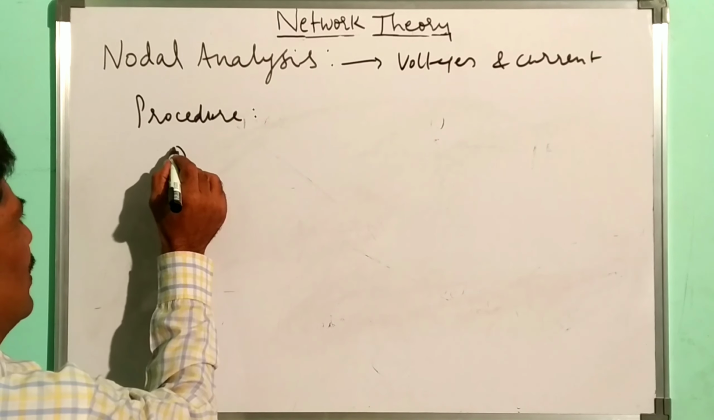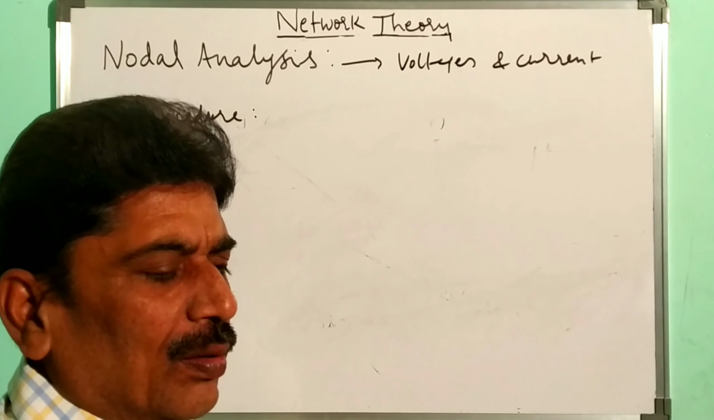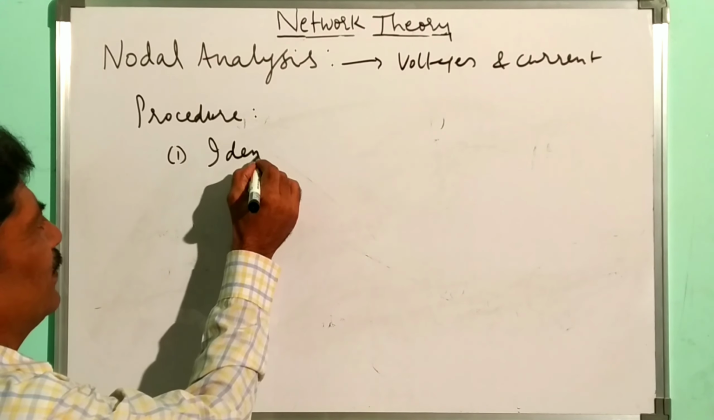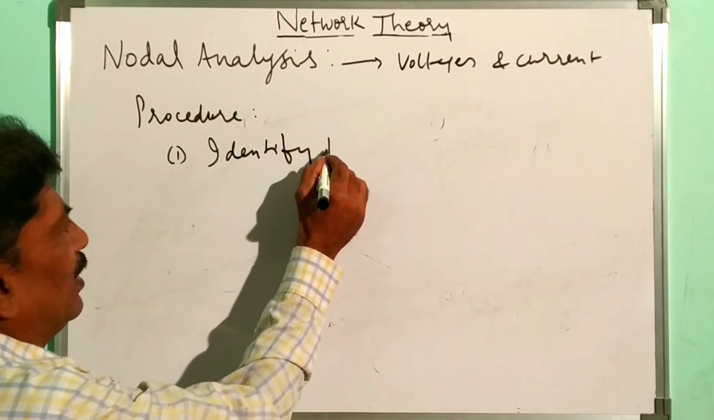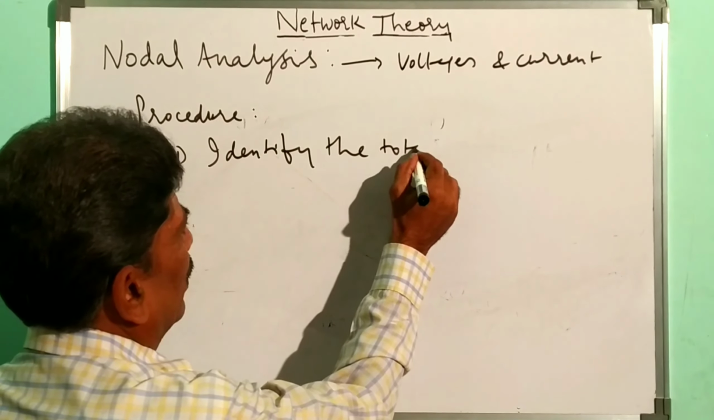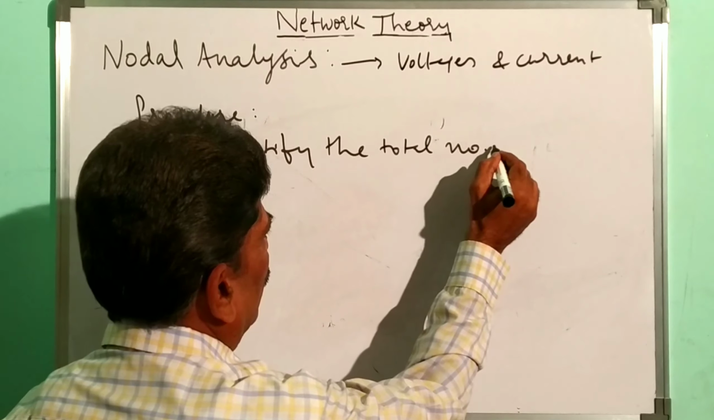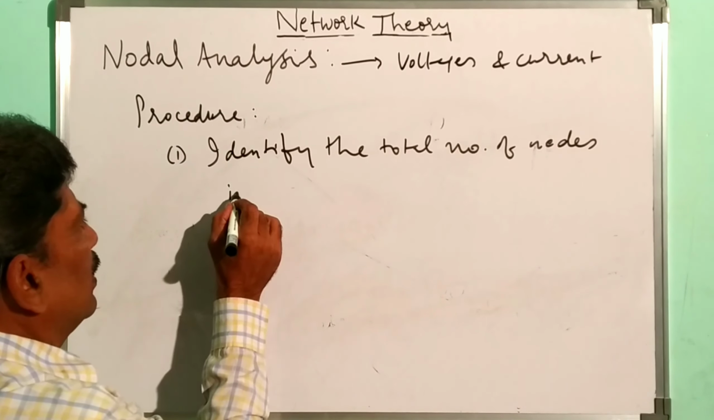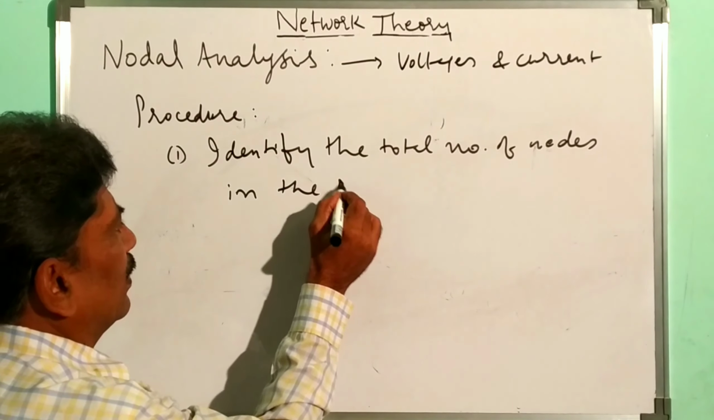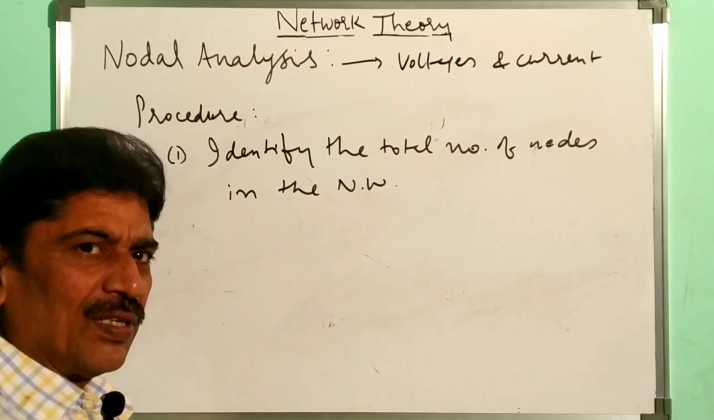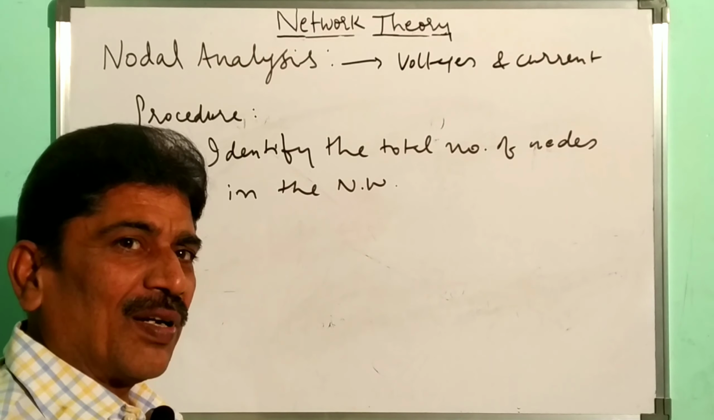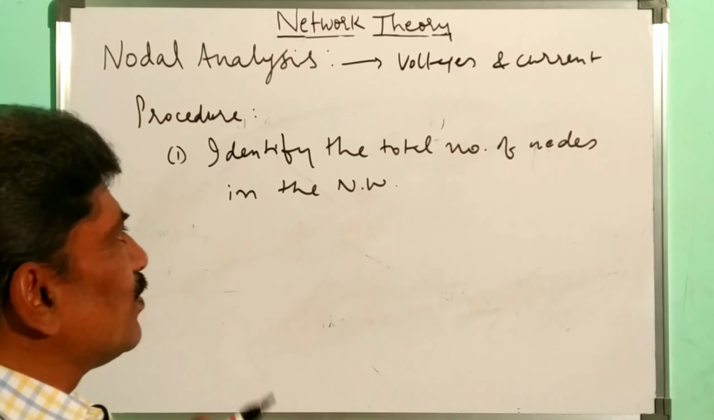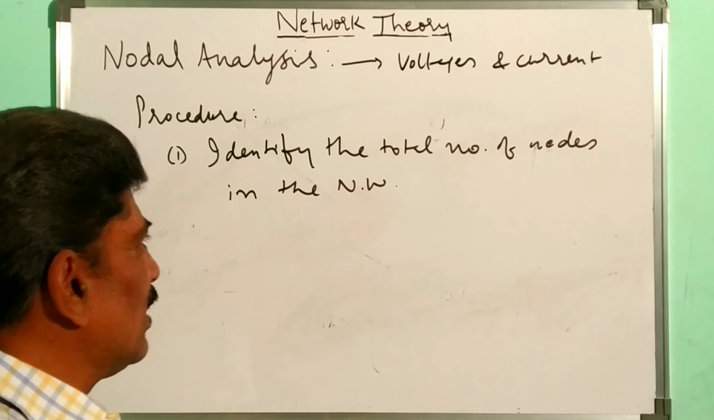Procedure. First step, identify the total number of nodes in the network. In mesh analysis, we used to identify the total number of meshes in the given circuit or network. Here in this case, we identify the total number of nodes in the network.